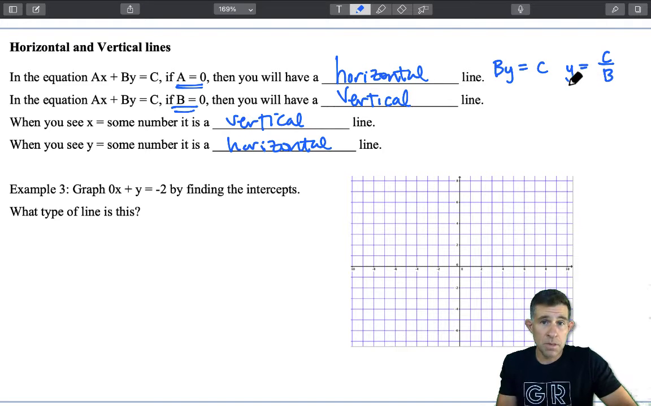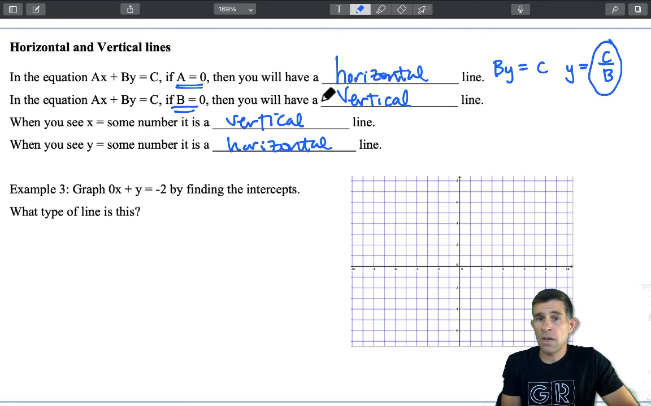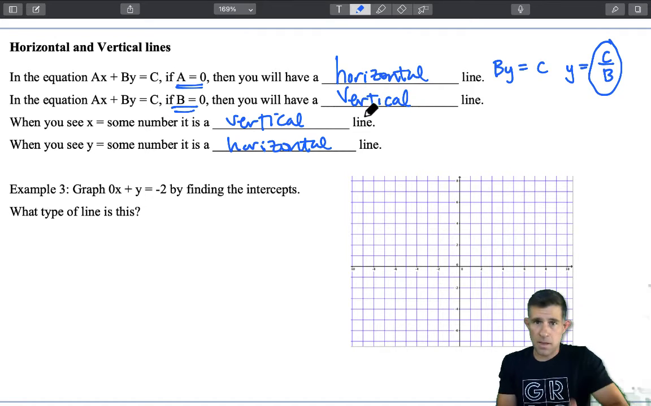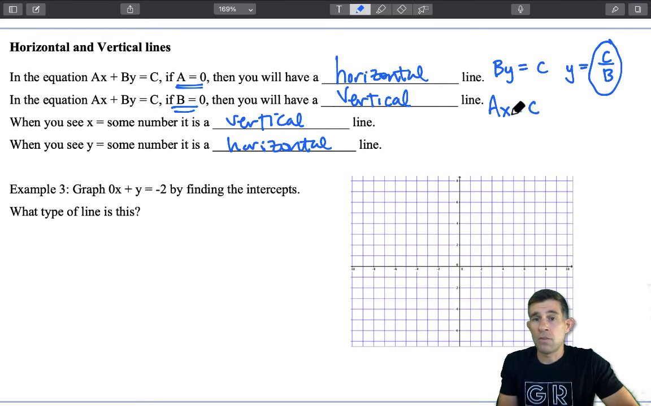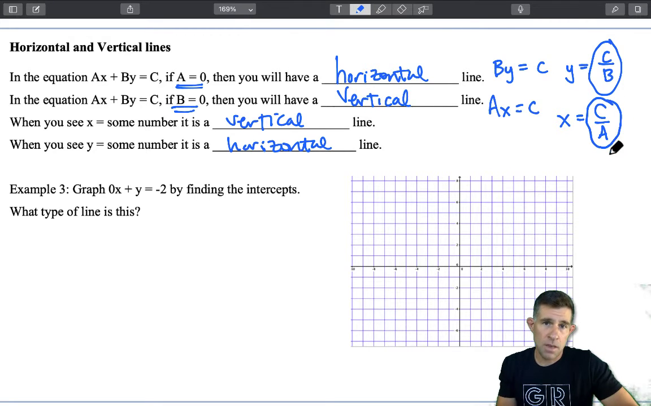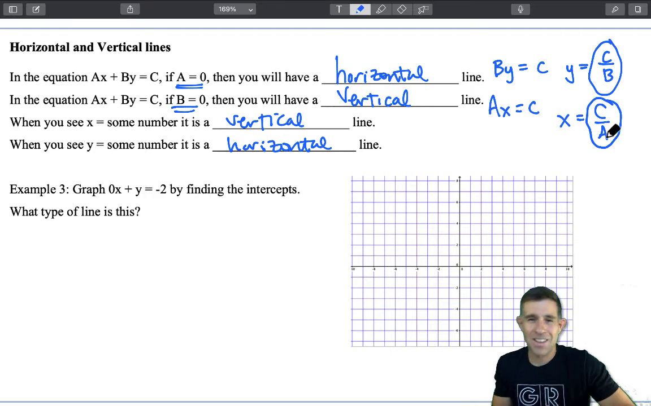And this is going to turn out to be a horizontal line that passes through the y-axis at this point, whatever c over b is. Now, if b is equal to 0, you will actually have a vertical line. That's the one that goes straight up and down. If we put 0 in for b, you're going to be left with the equation ax is equal to c. And if we divide over that a, you're going to have the vertical line x equals c over a. And this will be the vertical line that passes through the x-axis at, sorry, at c over a.